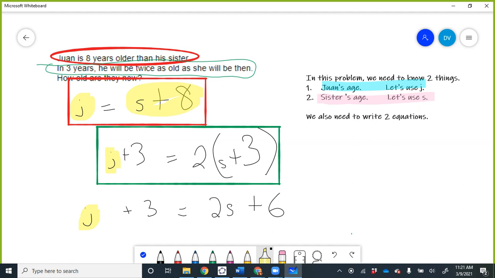The technical word is substitute. I'm going to substitute, instead of j, I'm going to substitute s plus 8 there. So let me erase that j and put s plus 8 there. S plus 8. Okay.